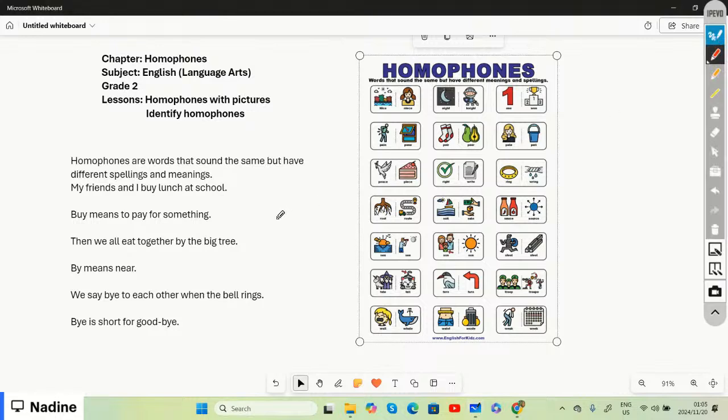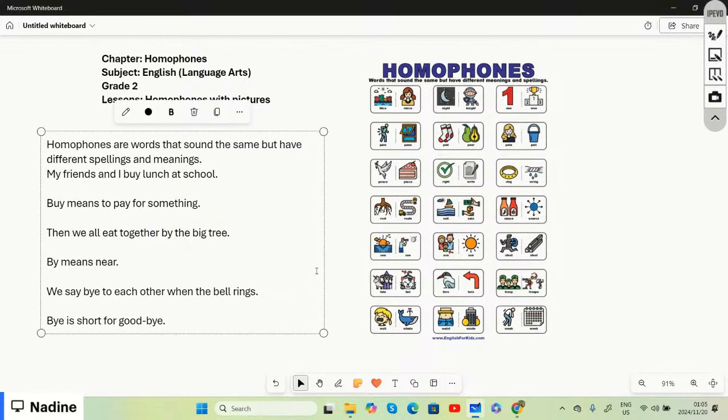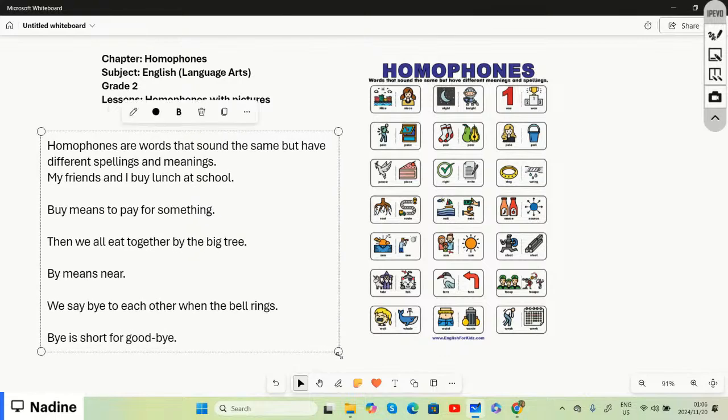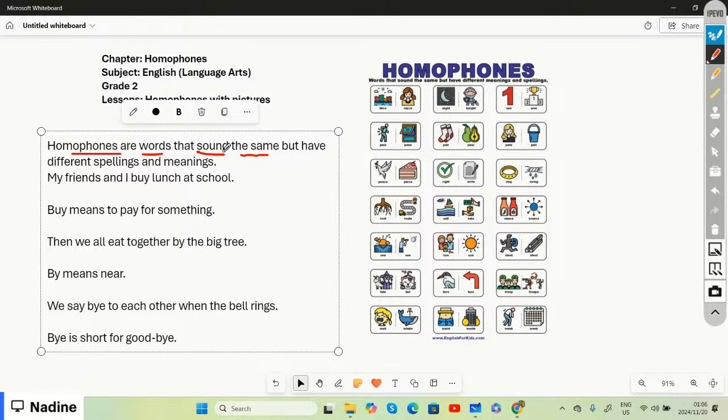All right. So homophones, right? Homophones are words that sound the same, but they have different spelling and they have different meanings. That's homophones.